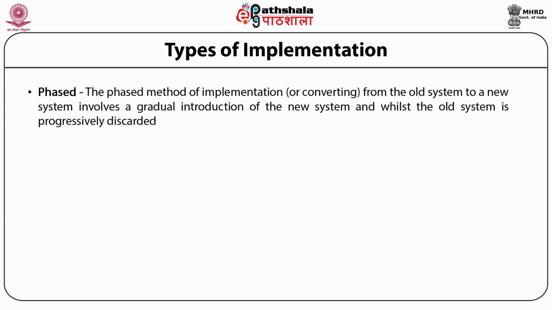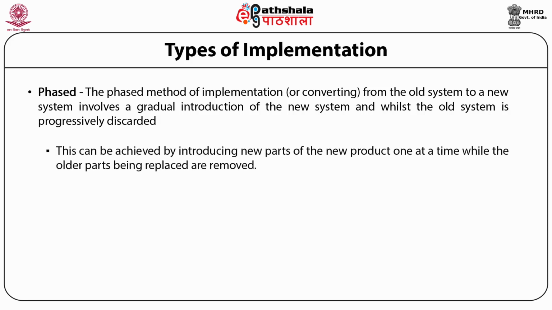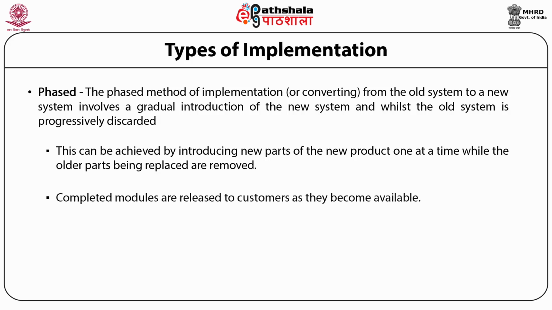The phased method of implementation is the third one, and it involves a very gradual introduction of the new system while the old one is being progressively discarded, as shown in the diagram here. It can be achieved by introducing new parts of the new product while at the same time the older parts will be replaced or removed. Phased conversion is used because the product as a whole is still under development. Completed modules are released for customers as they become available.